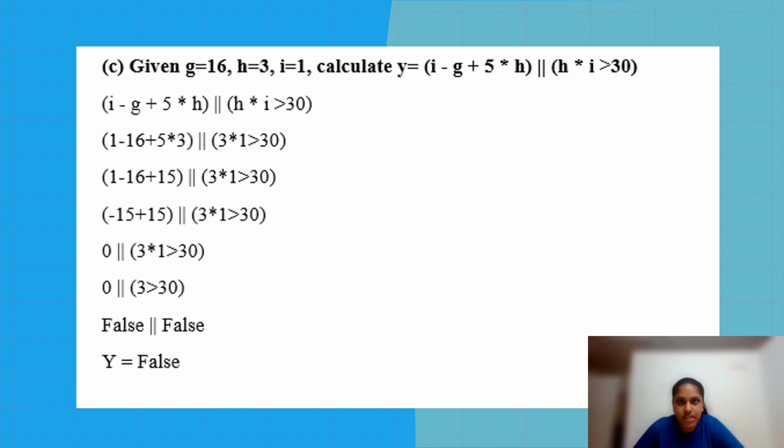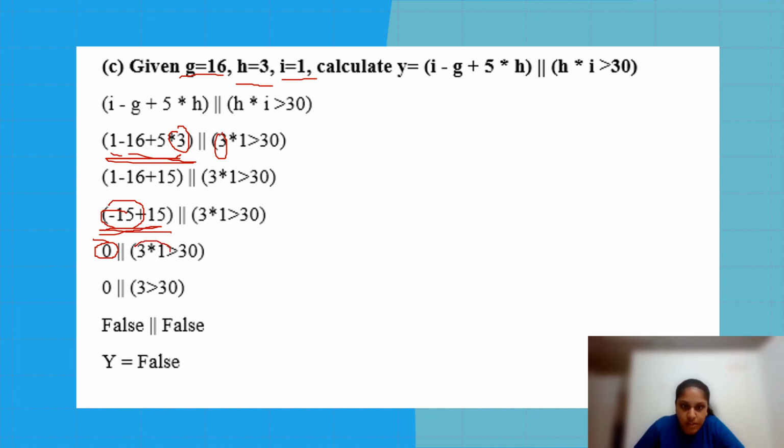For question C, G equals 16, H equals 3, I equals 1. So we substitute I with 1, G with 16, and H with 3. After substituting, we solve the left bracket first, which makes 1 minus 16 equal to negative 15. In the next step, negative 15 plus 15 makes it 0. So 0, and we move on to the right bracket.